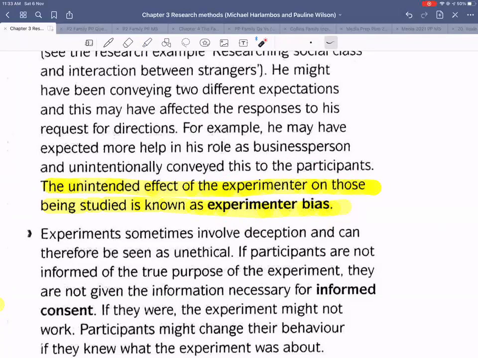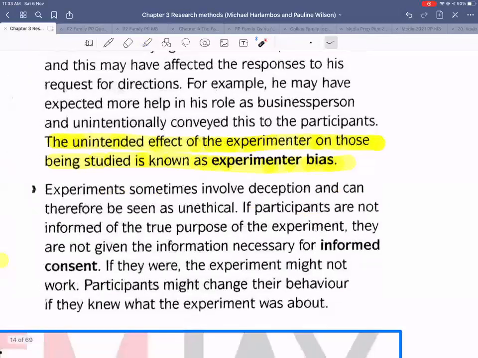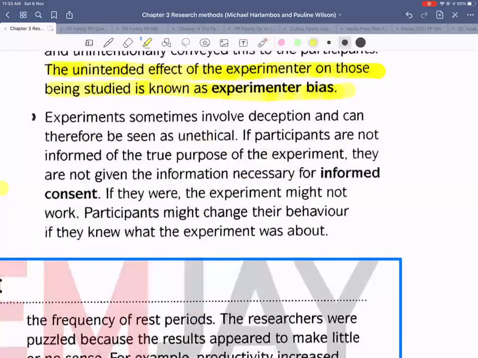Moving on, the third limitation here: experiments sometimes involve deception and can therefore be seen as unethical. Of course, if you're deceiving someone, or in other words, misleading someone into something, and you're not providing them enough information about the nature and purpose of your experiment, it is unethical. Very simple, as simple as that.